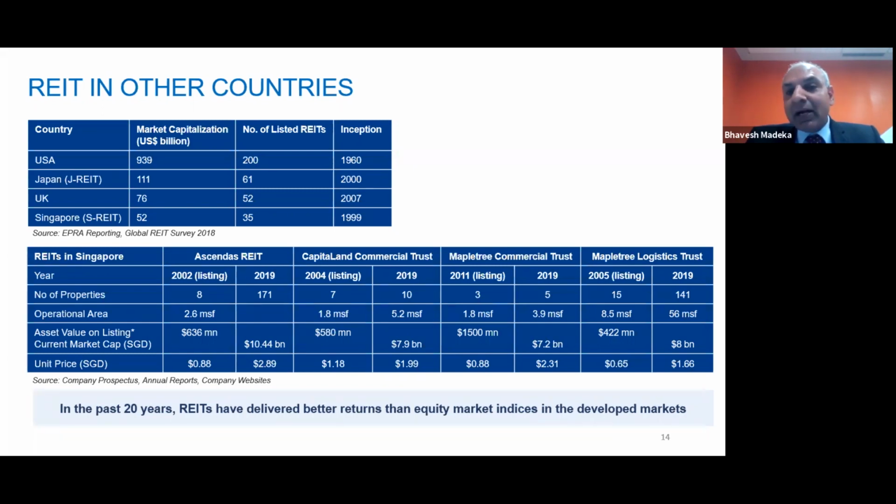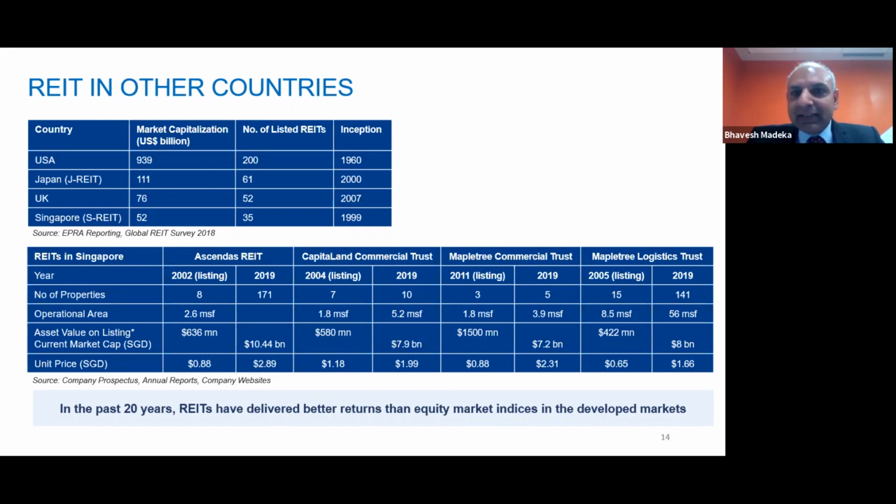But see the market capitalization of these REITs in 2018. It was quite high. I understand that it has impacted a lot. But what I wanted to show from a Singapore perspective, that when it started in 2002 and the same REITs, how much stock they were holding over a period of time. From 636 million for Ascendas REIT in 2002, it was $10.44 billion of REIT capitalization with 171 properties.